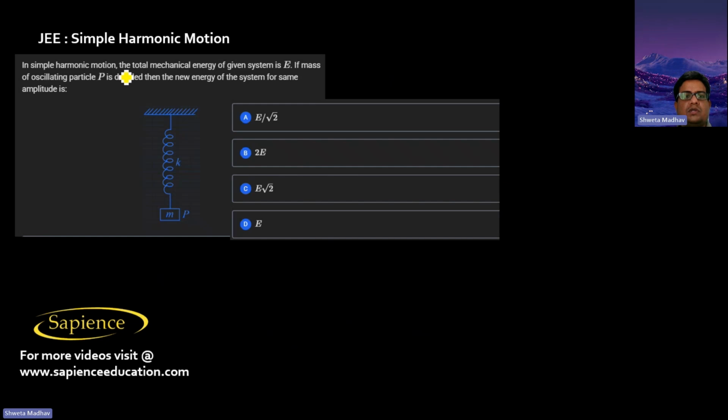Now here it is told that in simple harmonic motion, the total mechanical energy of a given system is E. If the mass of the oscillating particle P is doubled, the new energy of the system for the same amplitude is what? In simple harmonic motion, the total mechanical energy of the system is E. So E is equal to the kinetic energy plus the potential energy.